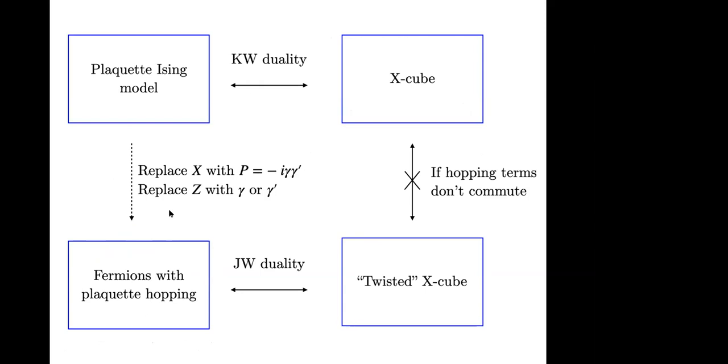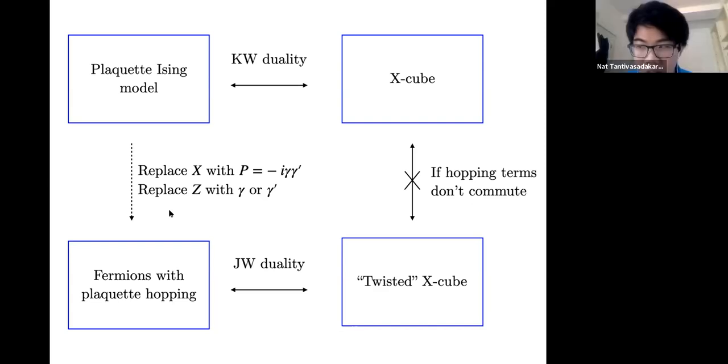Can I also ask a question? So for the lower right twisted X-cube model, is that the lattice model with fermionic excitation or with fractonic excitation? It's a spin model where the fractonic excitations are fermions. I see. Thank you.